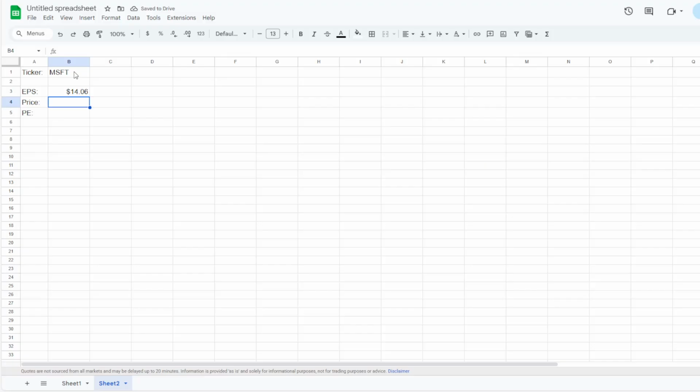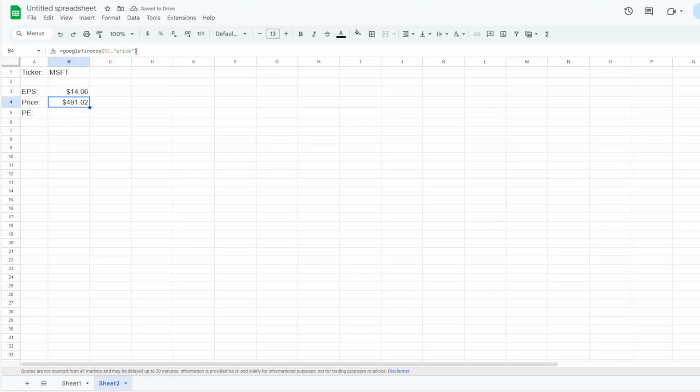It will also do the price. So if I hit GOOGLEFINANCE, this ticker, comma, now I could put in price like I did, okay? And this will tell me the stock price for Microsoft per share. It is $491.02 at the time of this recording. So I'm going to hit the dollar sign to emphasize that that is money.